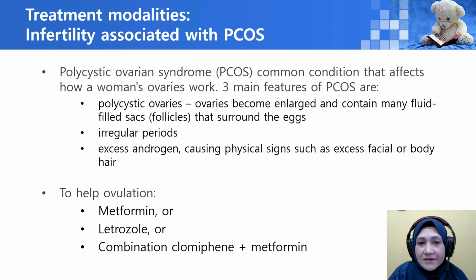So there is some percentage of women who have PCOS, and some of them may become infertile because of this PCOS condition. So to help ovulation in PCOS patients, they can either be given metformin or letrozole, or a combination of clomiphene plus metformin.